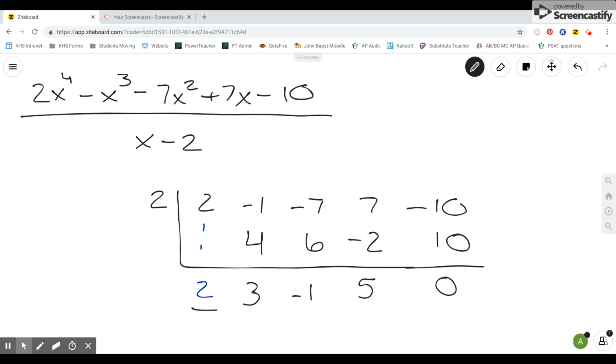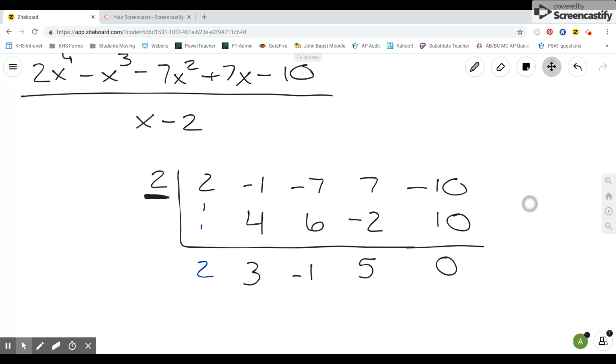And just to make that completely clear, I am multiplying by the 0 right here. I know it's a little confusing that I have a 2 down here, but I am multiplying by the 0, so this 2 right here. And it turns out that our remainder is 0. So in fact, x minus 2 is a factor of our polynomial. So that's always good news.